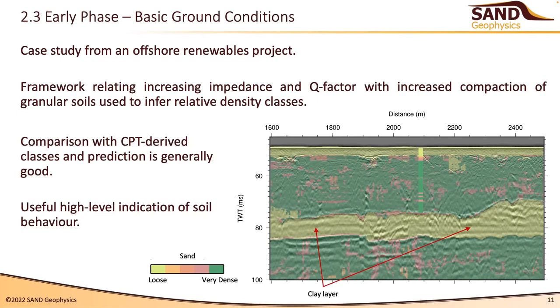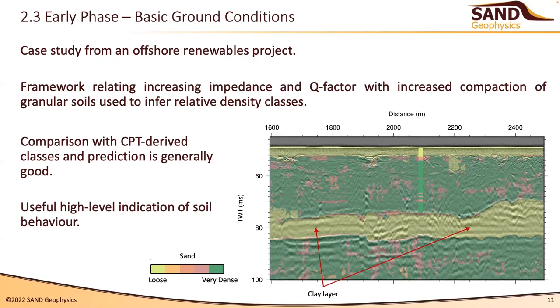First thing we can do is use the impedance and Q factor and those clusters to separate out which layers are behaving in a cohesive manner and which layers are behaving in a more granular manner. And on top of that, particularly with the sand layers, where there's quite a nice trend between variations in Q and impedance and density, we can then look at variation from a loose to a very dense sand.